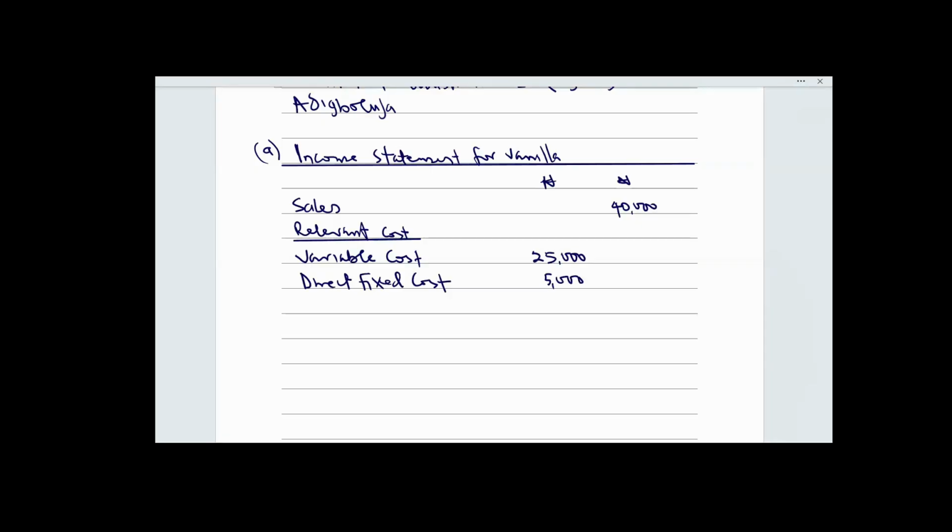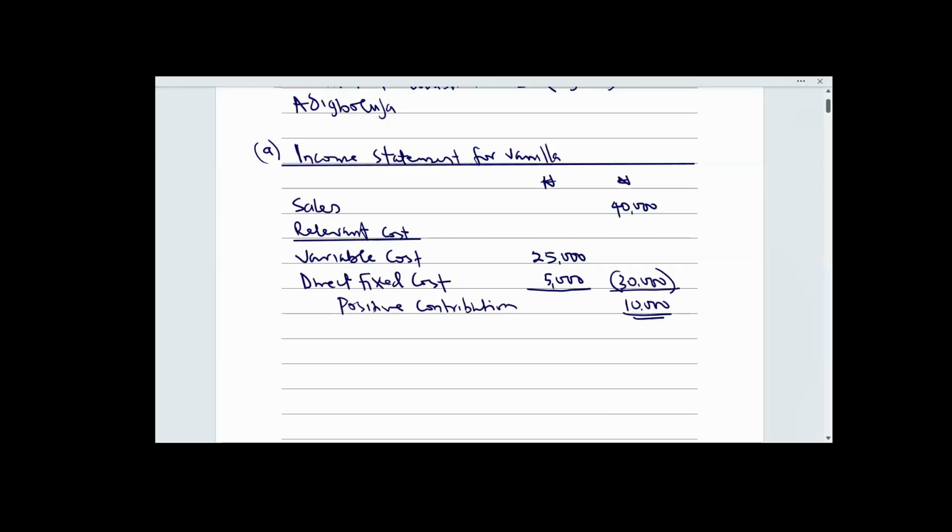So let's go back in case we have other information. So that's it. No other information again. So you then add it up. The total of that is 30,000. 40,000 minus 30,000 will give us 10,000. This is called positive contribution. This is positive.